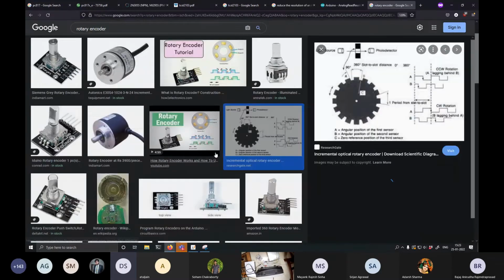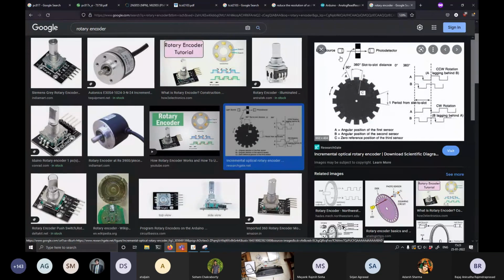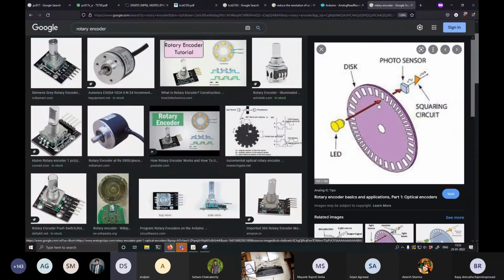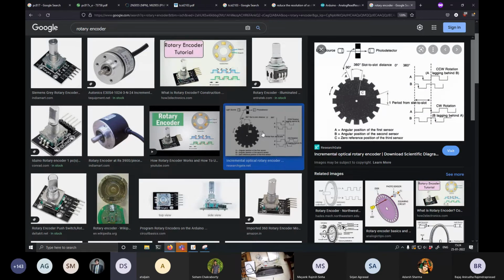So what I spoke about can also be made like this. You have a source and photodetector, exactly what we have seen. You can also have an LED and what is known as a squaring circuit. But in this case, the TCST 2103 doesn't require a squaring circuit. Okay. So now in order to find out the RPM, you need only one encoder.